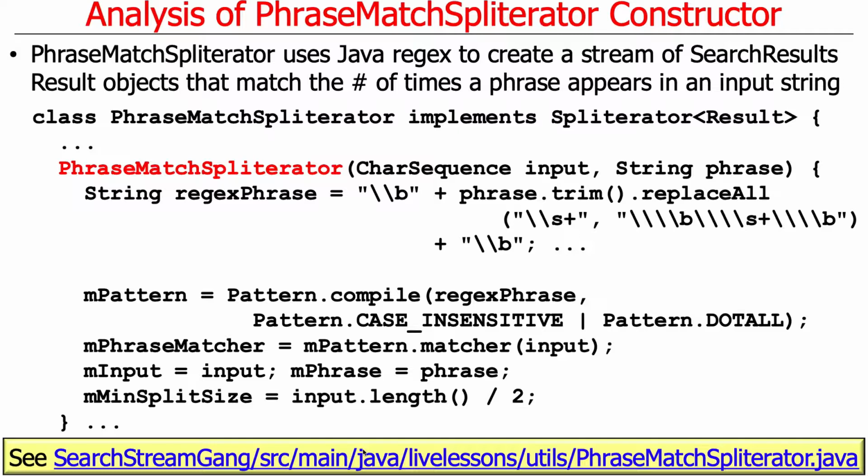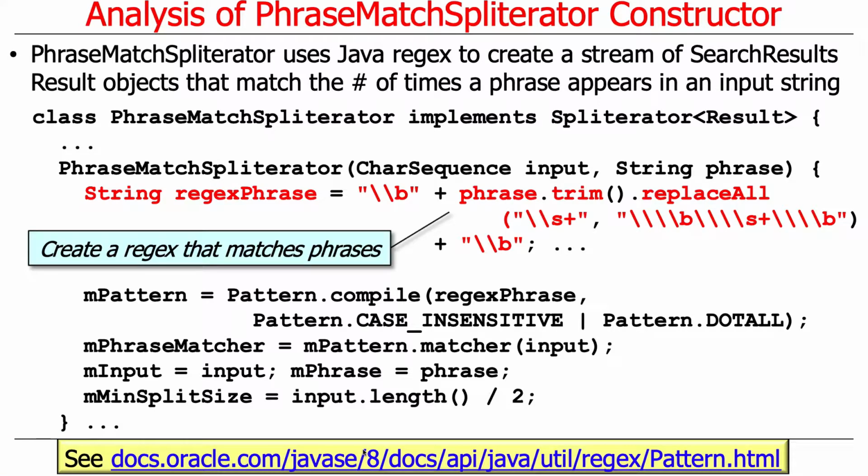So here's the constructor. The constructor for PhraseMatchSpliterator is going to take the input string and the search phrase. And you can see the very first thing it does is it makes a regular expression using the phrase, trimming it to get rid of white space, making the phrase basically a word, if you will, and then replacing various things like multiple spaces with a single space and so on and so forth. So it's a very complicated regular expression, but when all is said and done, we can use this to match for those phrases in the input string.